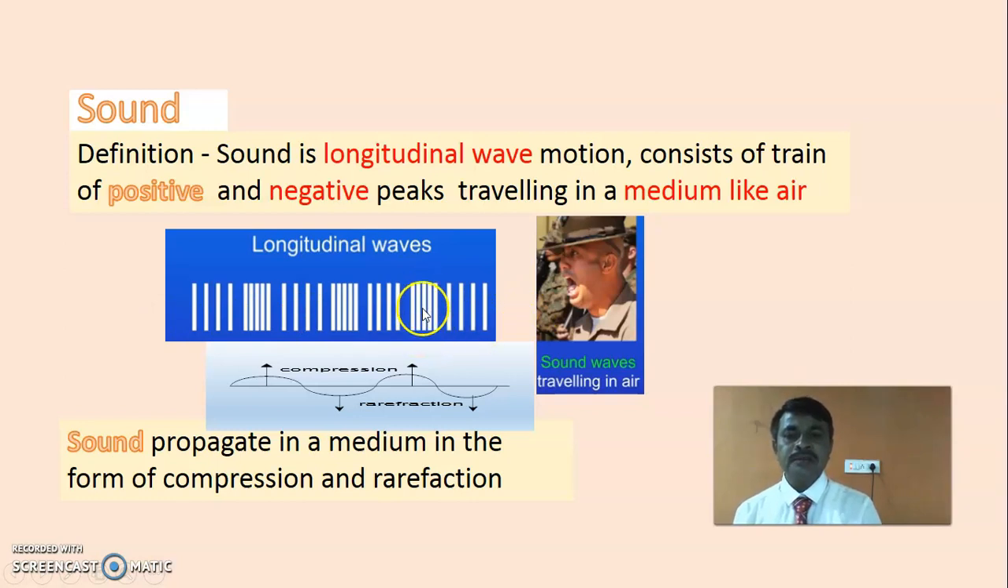This region contains high pressure, this contains low pressure. High pressure we call compression. Low pressure we call rarefaction. Compression represents the positive wave area. Rarefaction represents the negative portion of the area. So sound can propagate in the medium in the form of compression and rarefaction. Student, getting that point? Compression means high pressure area. Rarefaction means low pressure area.